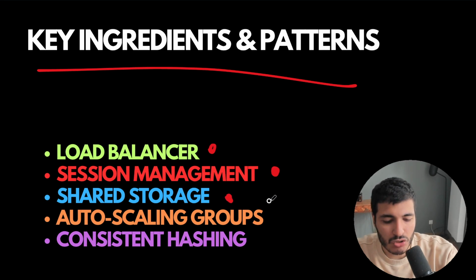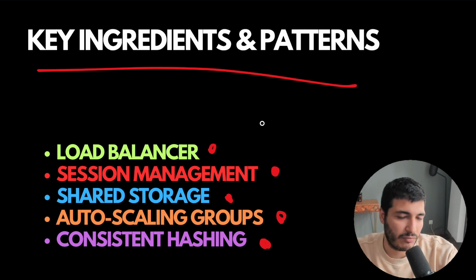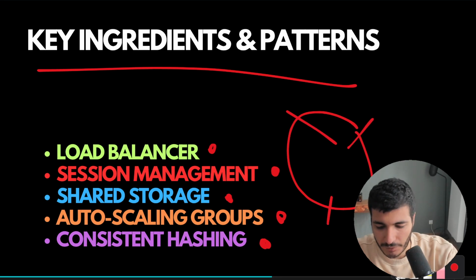Next, we have shared storage, like S3 or a shared DB, so any node can access the same data. Next, we have auto-scaling groups, which are policy-based scale out and scale in by CPU, QPS, or custom metrics. And next, we have consistent hashing. Basically, this is for sticky use cases like caches or a memcache ring, for example. In the future we might talk about what a consistent hashing ring is.